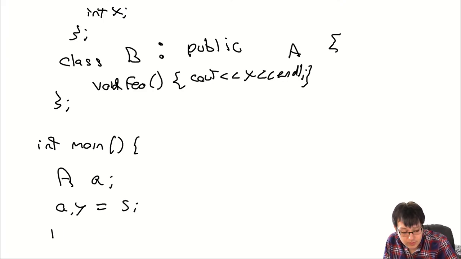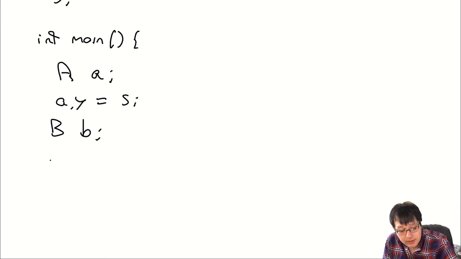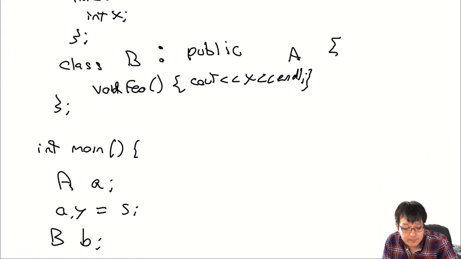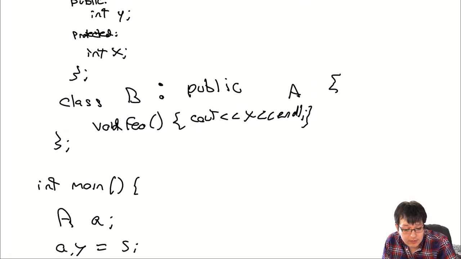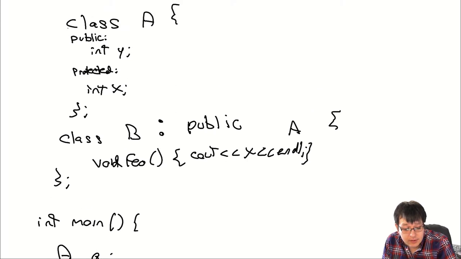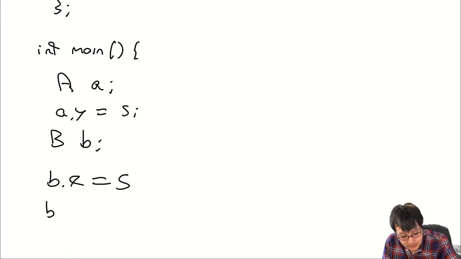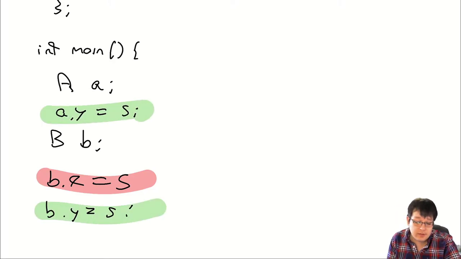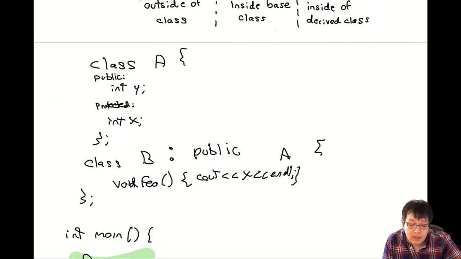Let's go ahead and switch it around and use a B now. If I do B like this, I still can't do B.x because that is being inherited as private, protected, you know. And also, in this scenario here, I can do B.y. This one will be okay, this one will not be okay. We use green to signify yes, these are all okay. Red is not, it does not compile. So here's the thing.